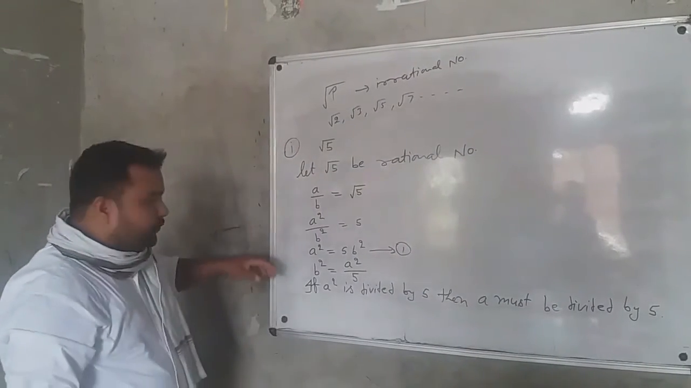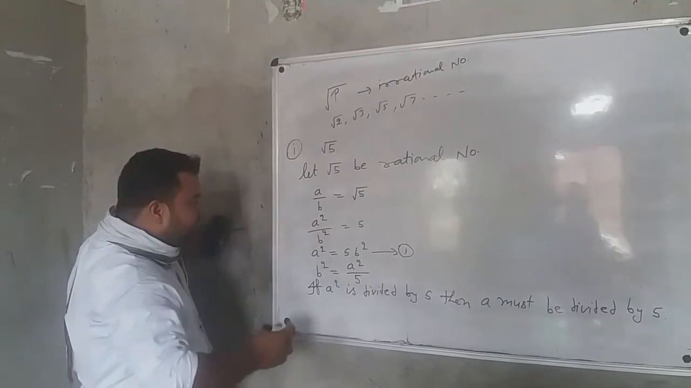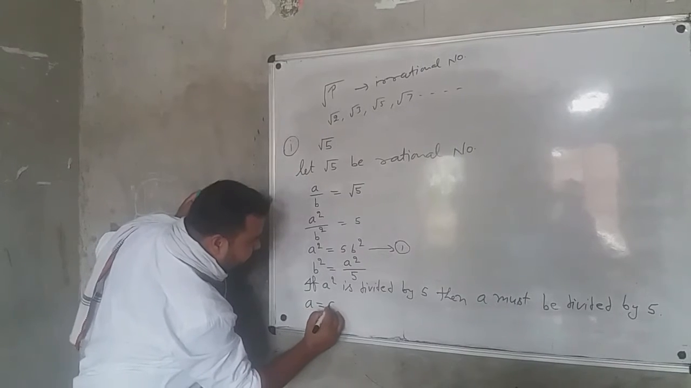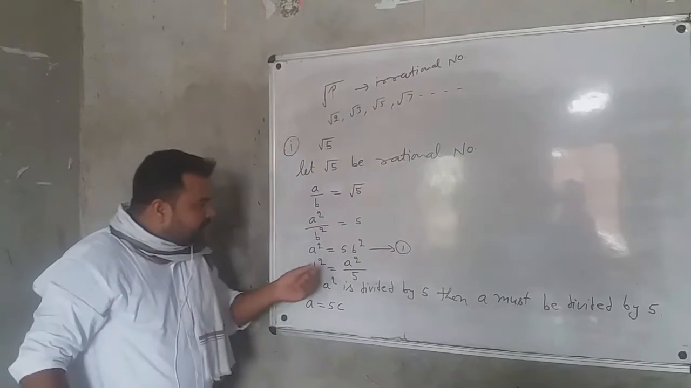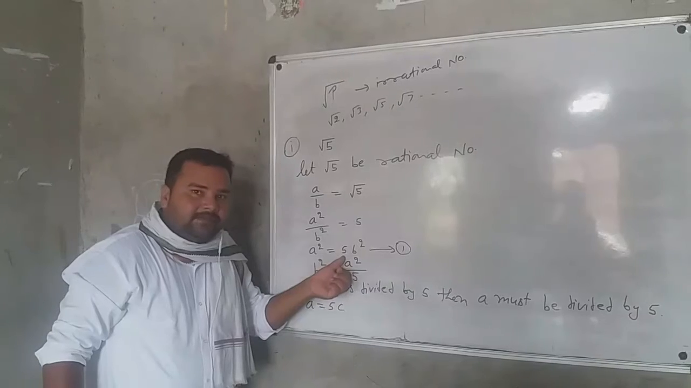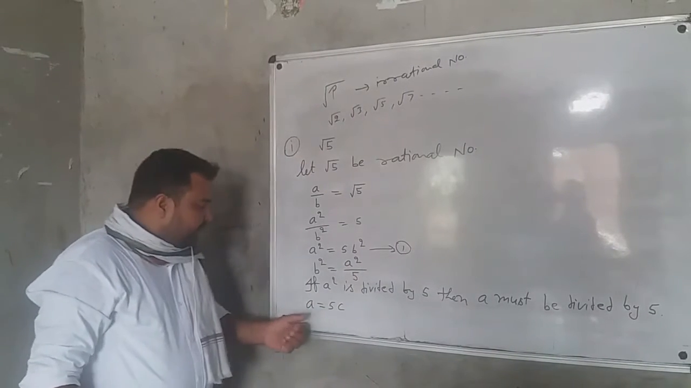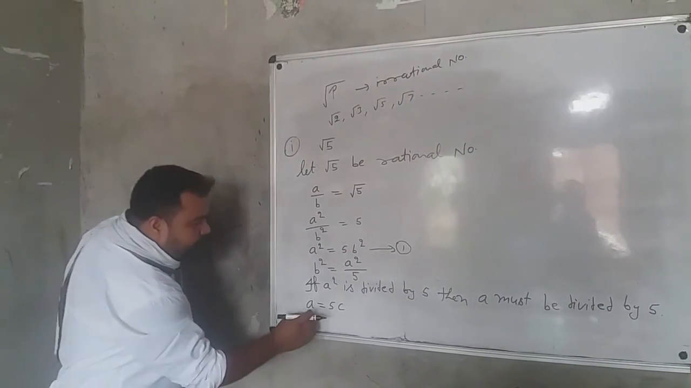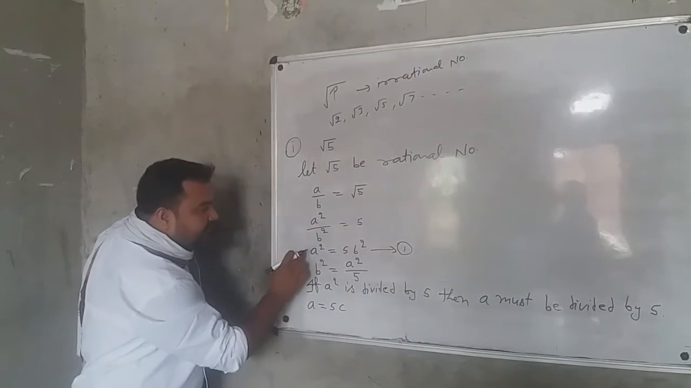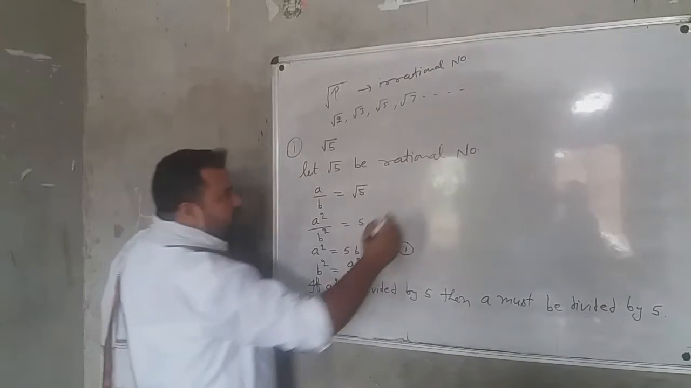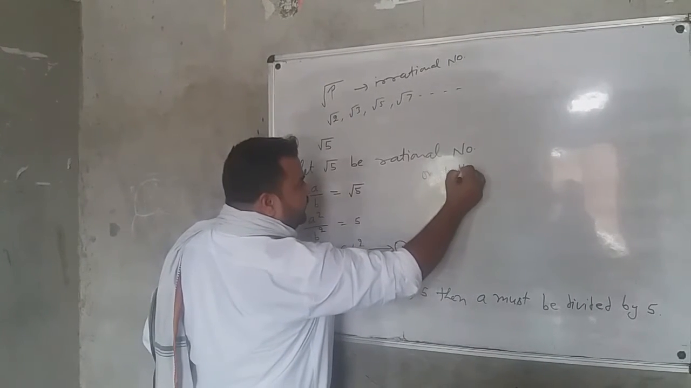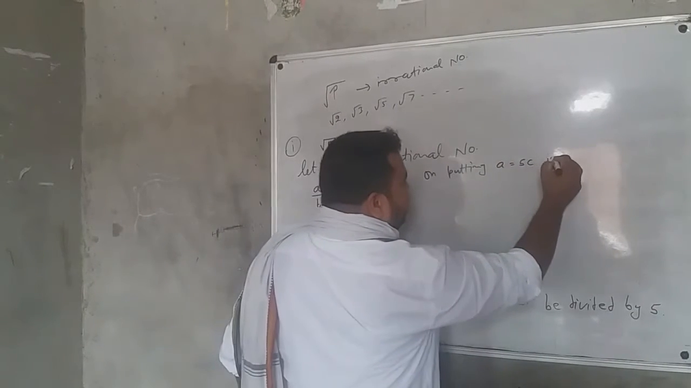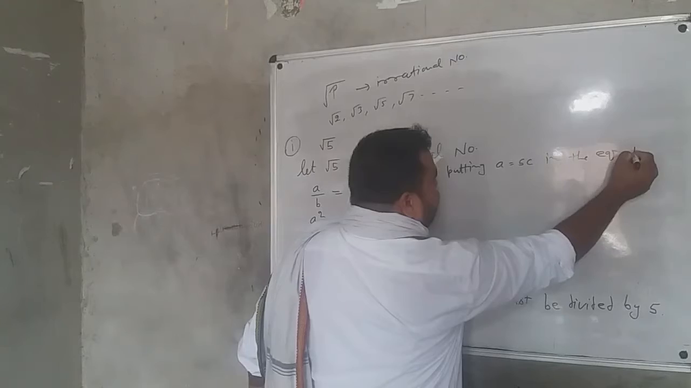Now we have to prove it. So we will assume here a equal to 5c. Why 5c? Because we have to remove this 5 from equation number 1. So we will assume a equal to 5c. Now put this value a equal to 5c in equation number 1.